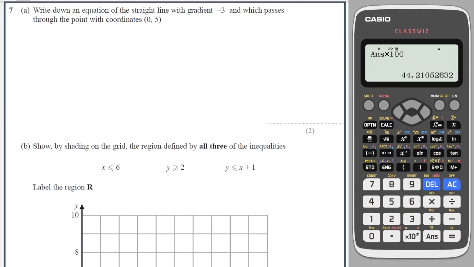Okay, write down the equation of a straight line with gradient minus 3 which passes through the point (0, 5). Okay, that's the y-intercept. So I could just go straight away and write y is equal to the gradient times x plus the y-intercept.